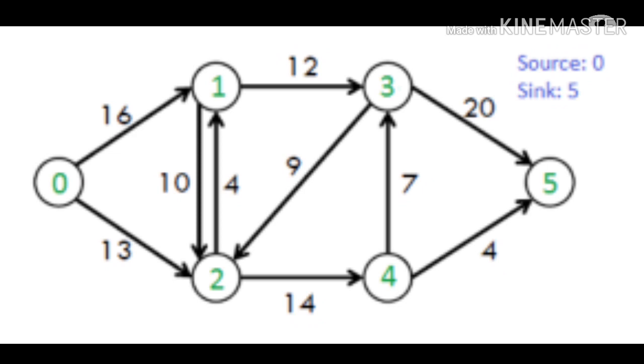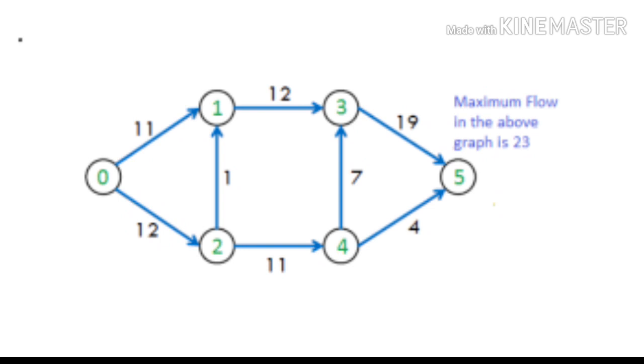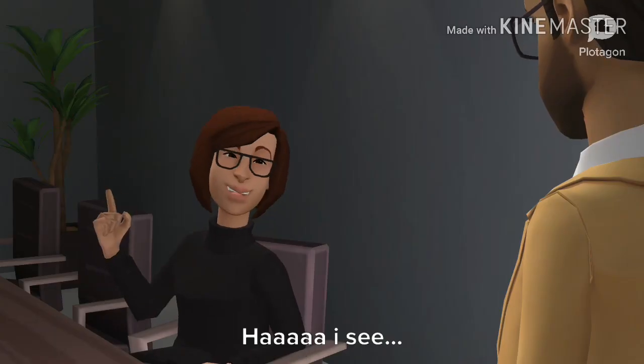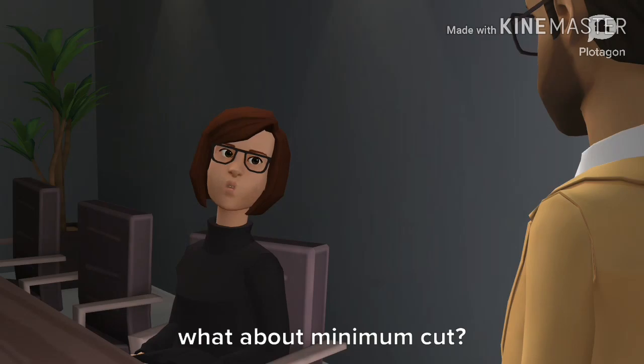Let's take an image to explain how the above definition wants to say. Each edge is labeled with capacity, the maximum amount of stuff that it can carry. The goal is to figure out how much stuff can be pushed from the vertex S source to the vertex T sink. Maximum flow possible is 23. I see. What about minimum cut?